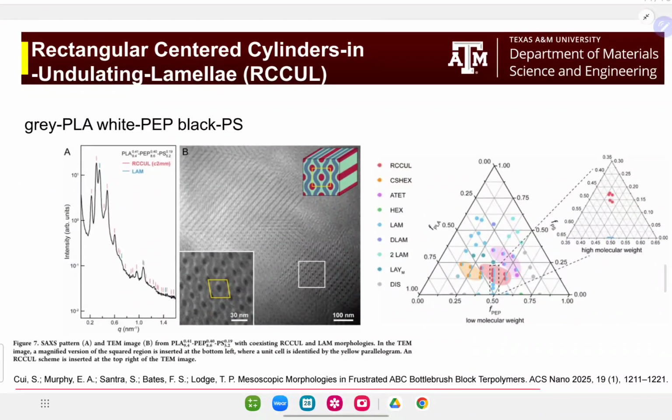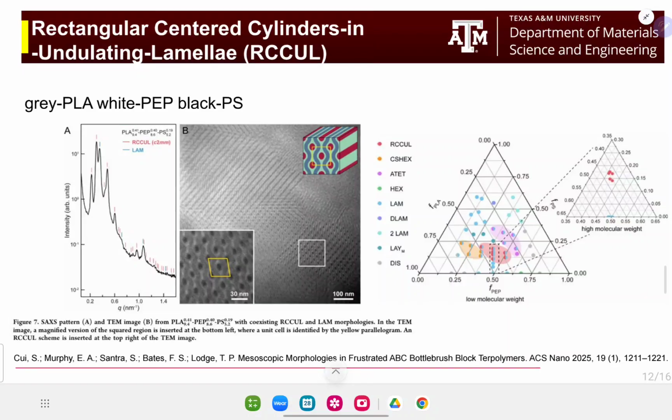And let's talk about rectangular centered cylinders in undulating lamella, which is RCCUL. So here, an extraordinary RCCUL phase with C2mm symmetry was observed in the region where FPLA is approximately equal to FPEP. The region for FPLA is 0.34 to 0.49, for FPEP is 0.31 to 0.52, and 0.11 to 0.2 for FPS, positioned between CSHEX and ATET phases.